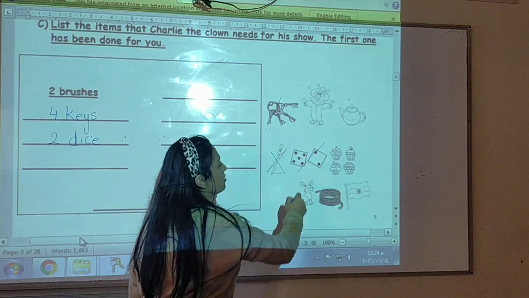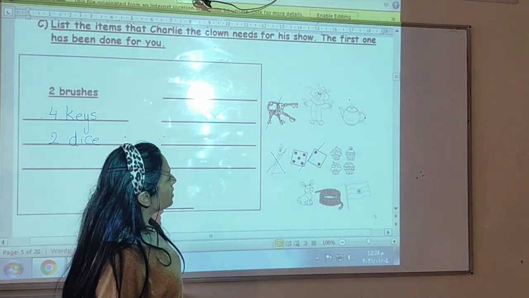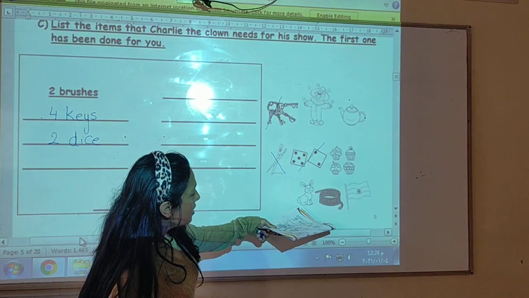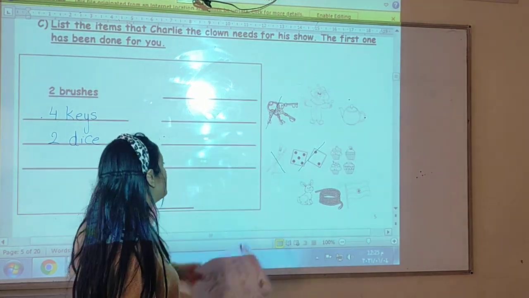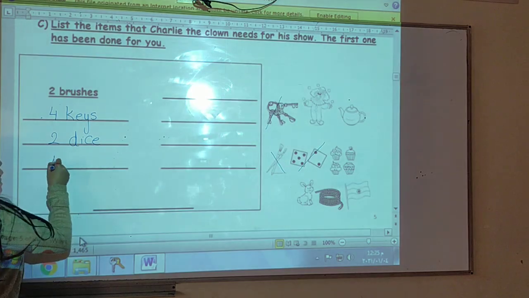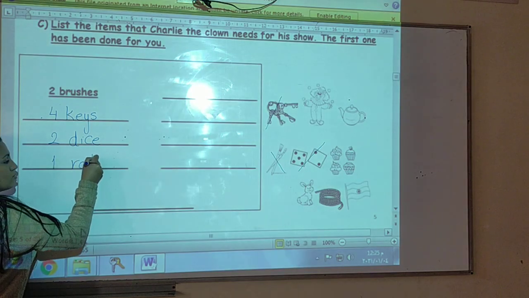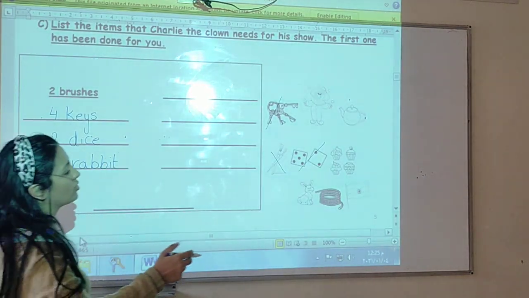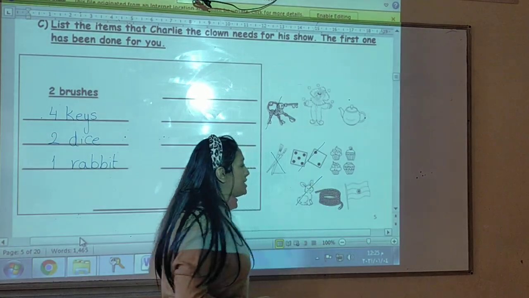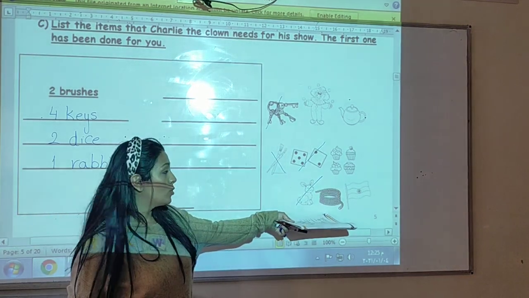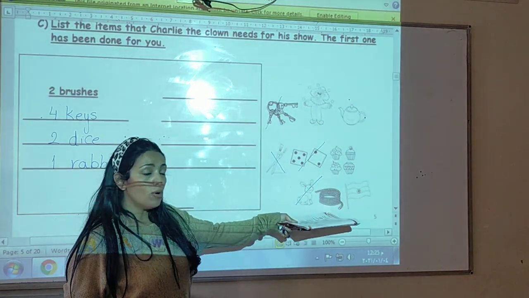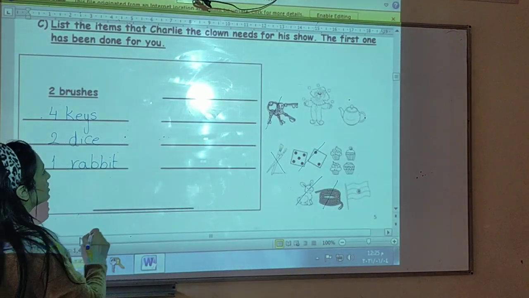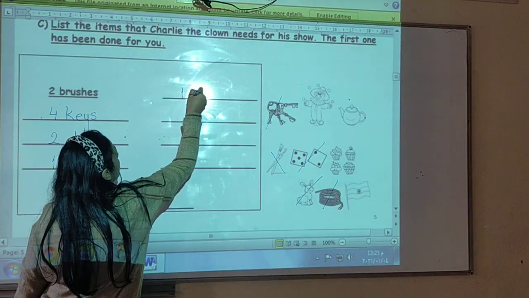We are going to cross the dice. What else here can you see? Rabbits. Okay, there is only one rabbit, single, one rabbit. We are going to write one rabbit here, and we are going to cross the rabbit. What else can you see here? Rope. Is there more than one rope? No, only one rope. So we are going to write here one rope.